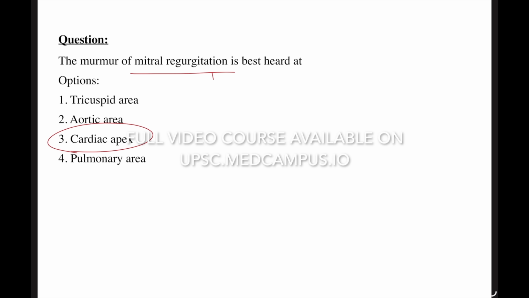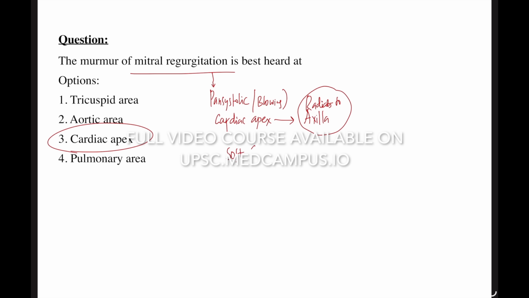Let's also discuss a little bit about the characteristics of the MR murmur. MR murmur is pansystolic, blowing in nature, heard better at the cardiac apex, and it radiates to the axilla. Apart from that, MR is characterized by a soft S1, S3 is present, and left ventricular hypertrophy is present in these cases because of the volume overload. So these are the characteristics of MR, right?